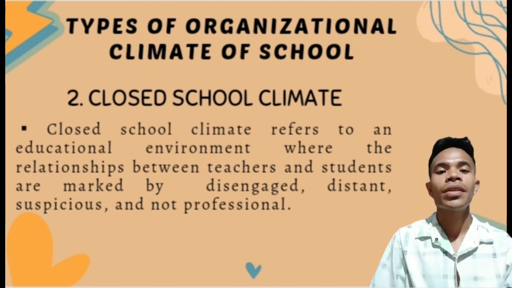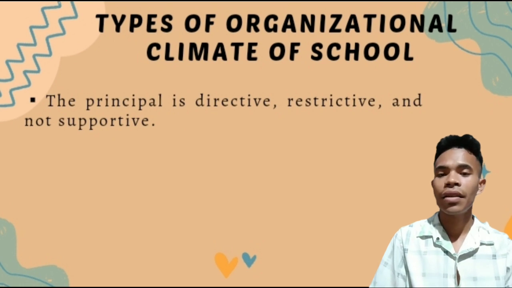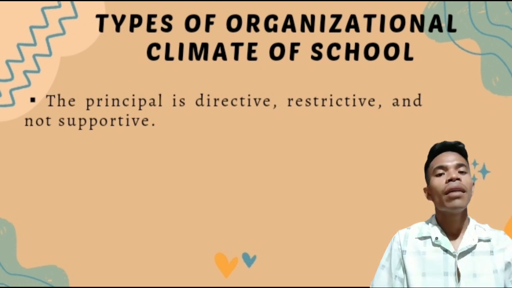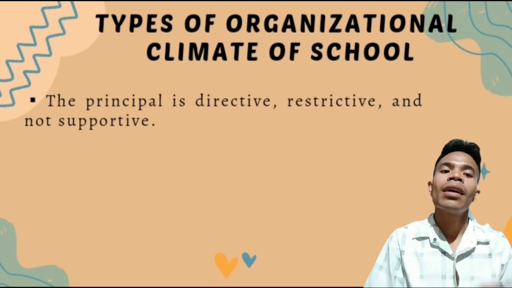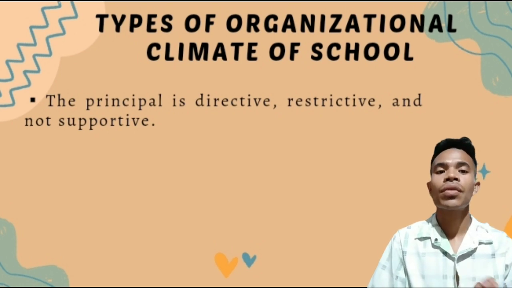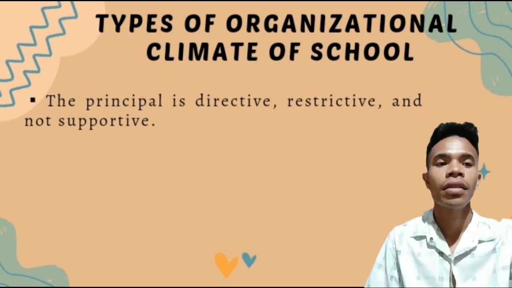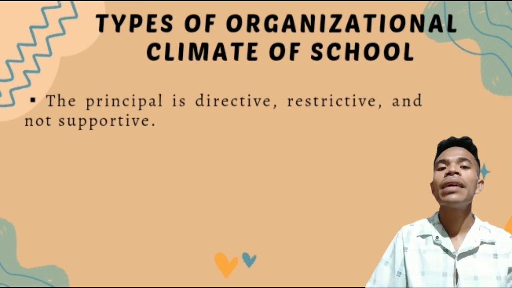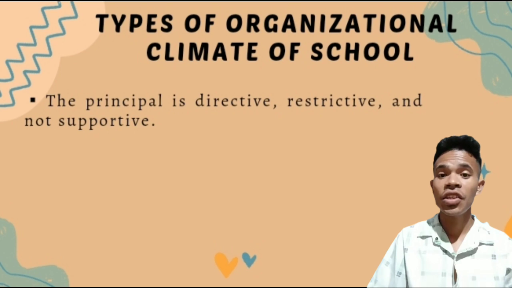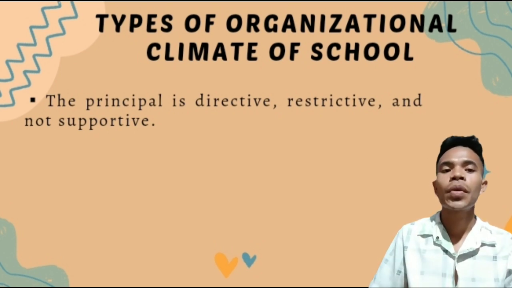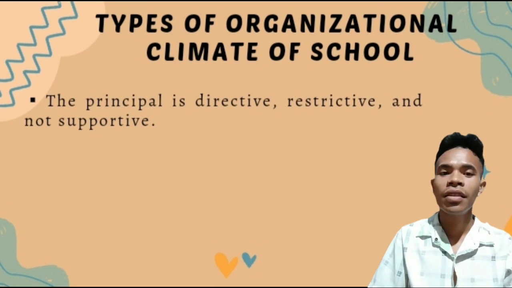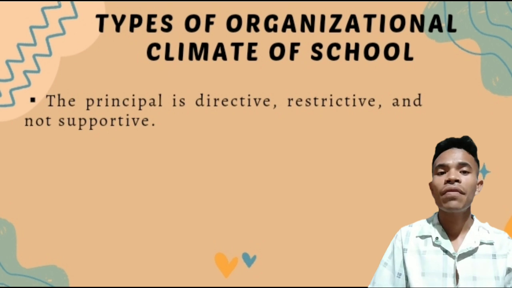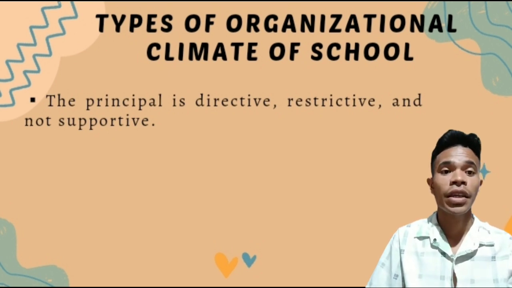The principal is directive, restrictive, and not supportive. Meaning to say, the principal tends to issue orders and instructions without considering the input or perspective of the teachers or other staff members. The principal's approach may be authoritarian, emphasizing control and adherence to rules, rather than fostering collaboration and open communication.